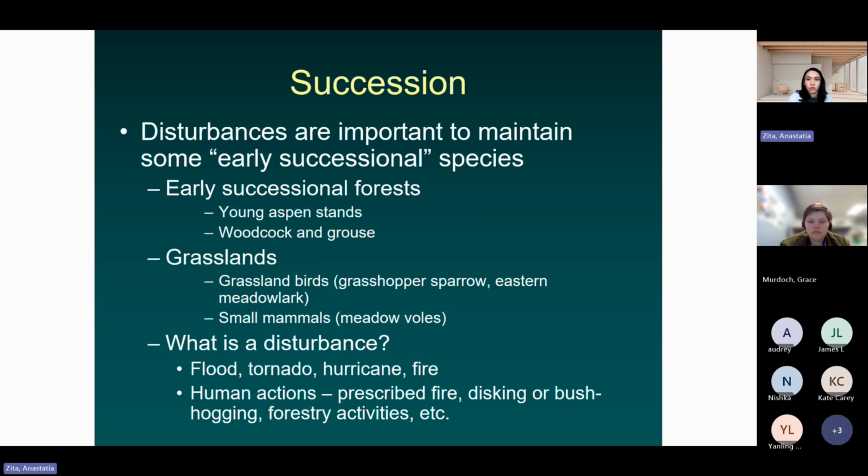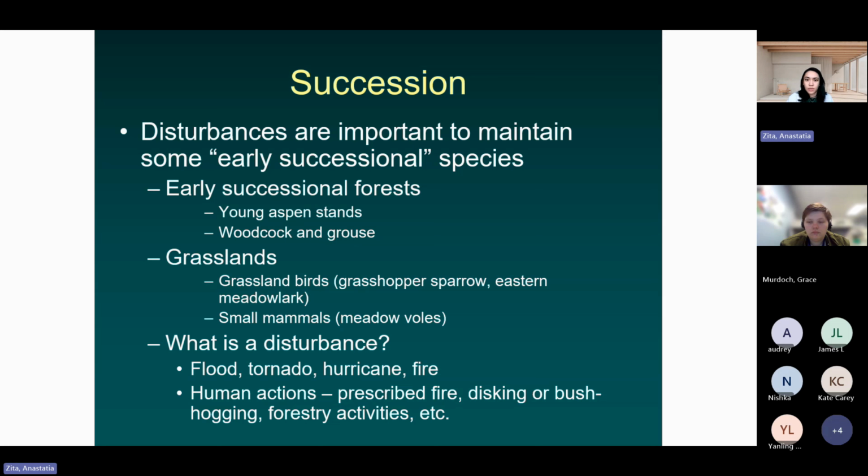Disturbances are natural events like floods, tornadoes, hurricanes, and fires, or human actions such as prescribed fires, forestry activity, and disking or bush hogging that disrupt a change in the landscape. These disturbances are important because they help maintain certain types of species, like those that live in early succession forests or grasslands. These are areas in the early stages of development, and the species that live there depend on the disturbances to keep the area in this early stage.